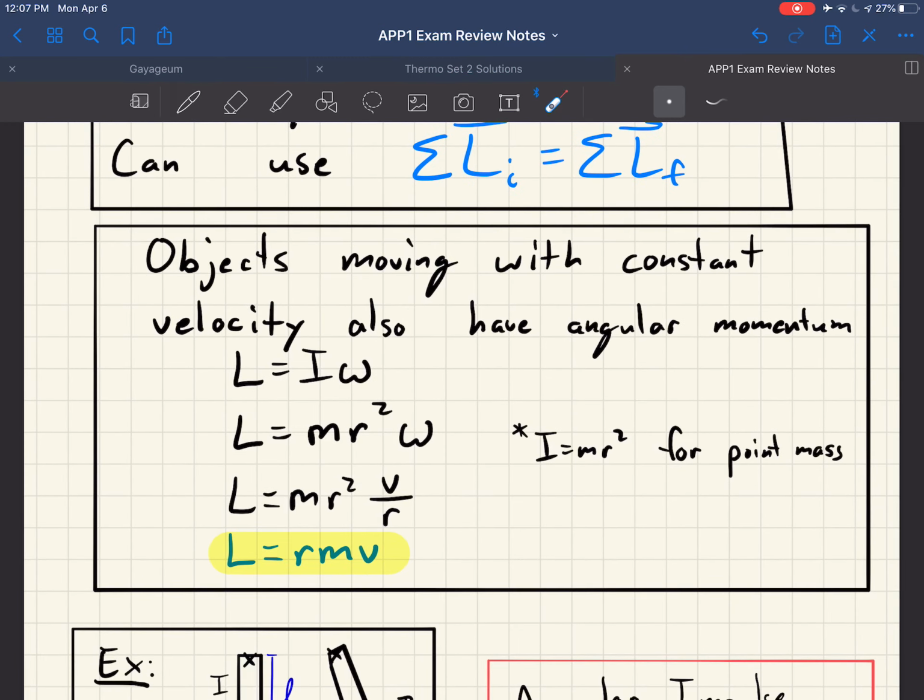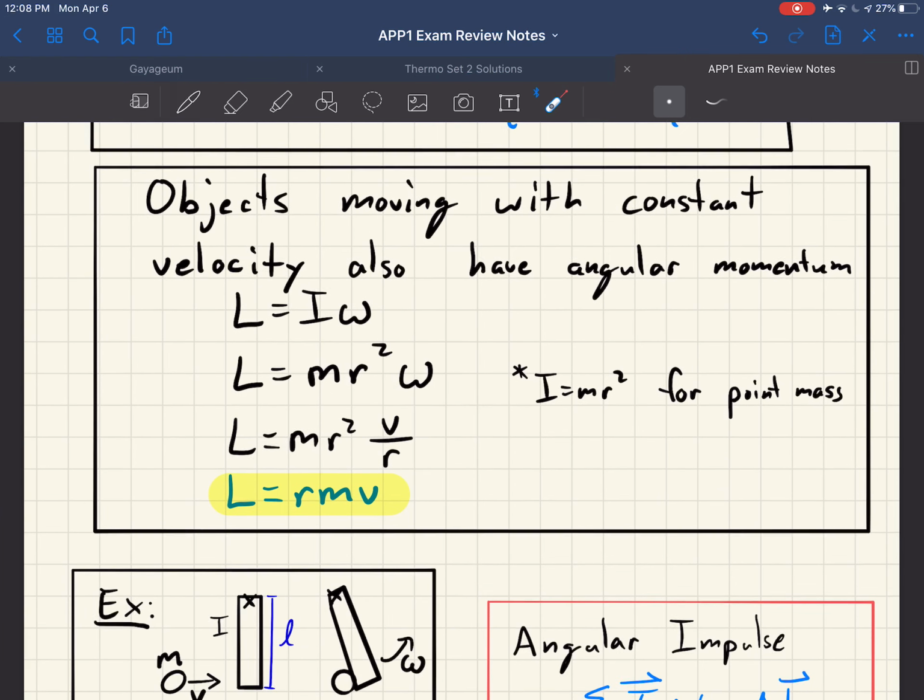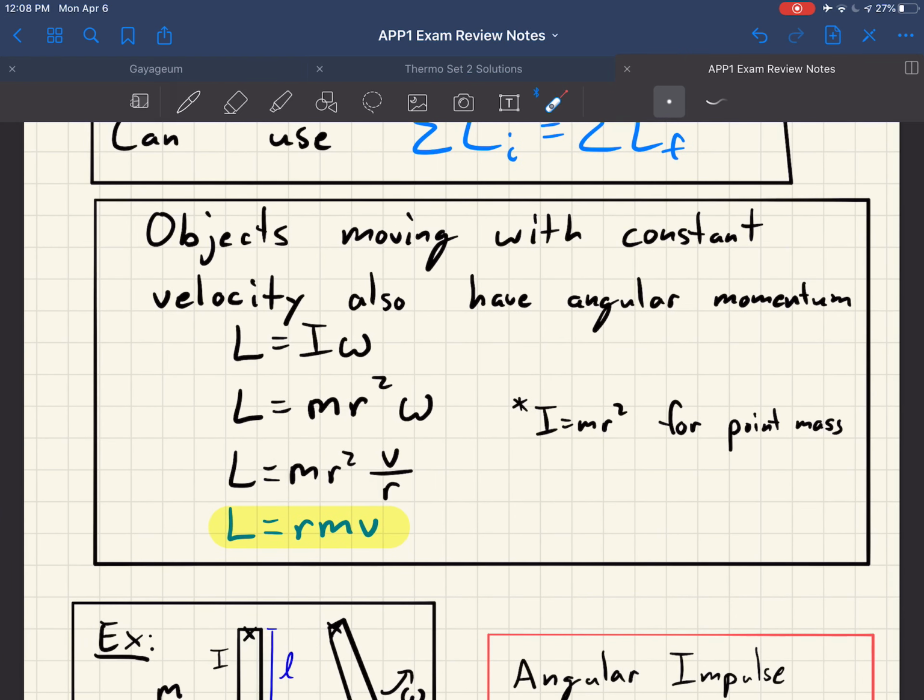Now, it's important to note that objects moving with a constant velocity also have angular momentum. So this is a point particle, right? And we use this when we're solving questions where we've got a point particle colliding with something that rotates. And in the case of a point particle, we can actually calculate its angular momentum as well.